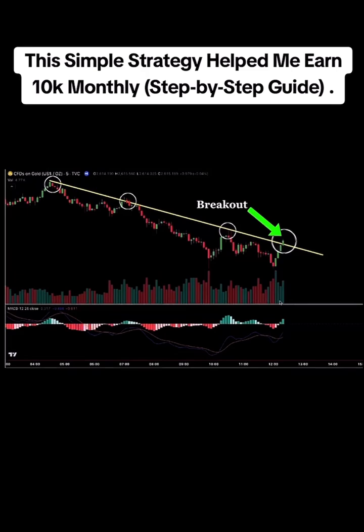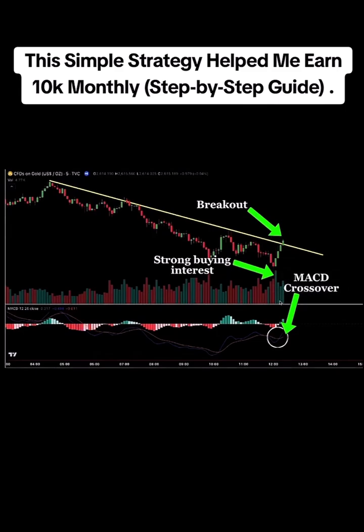Next, let's check the volume. Notice here how the buying volume starts to increase, confirming that more buyers are stepping in at the breakout point. This volume surge supports the validity of the breakout. Now let's look at the MACD indicator. We see a bullish MACD crossover, indicating that the market is likely to shift upward.